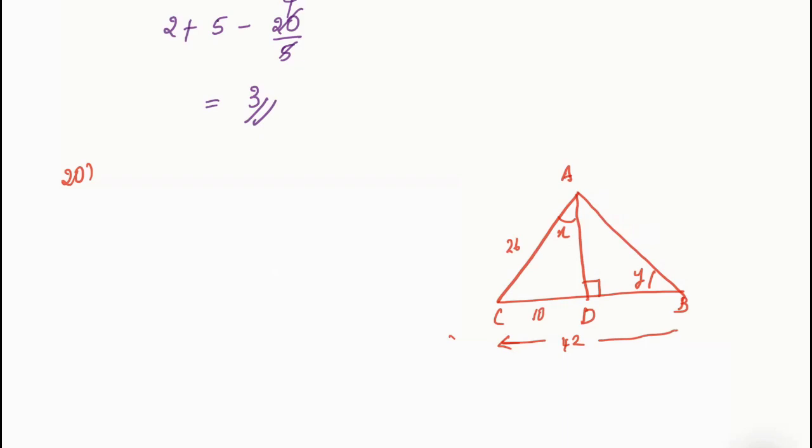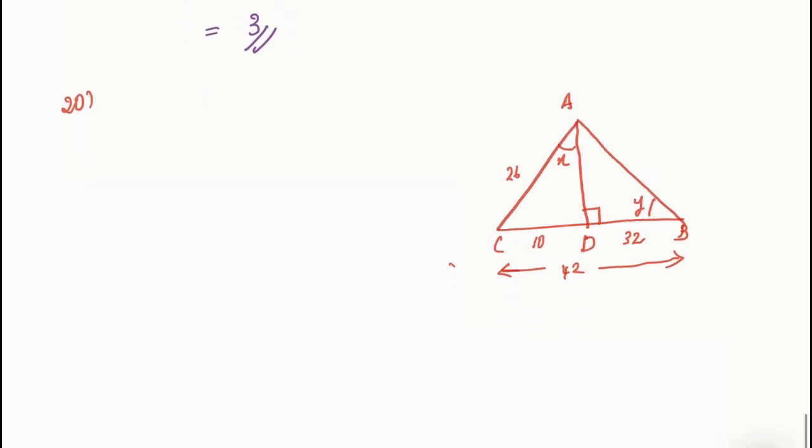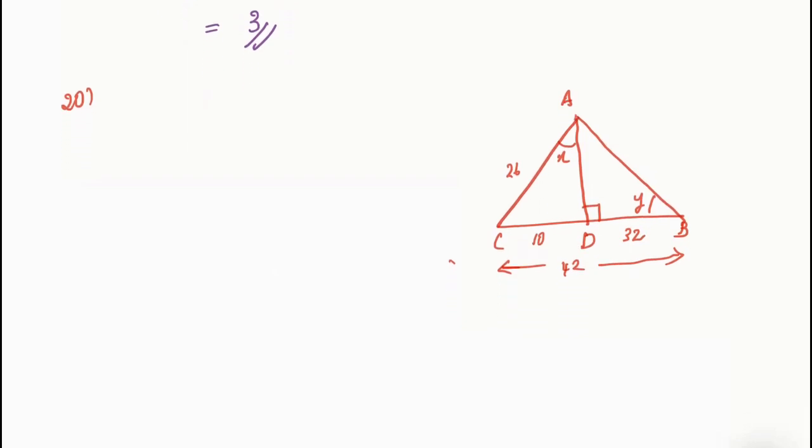If BC is 42 and CD is 10, what will be this value? DB is also 32. We can find out that value. Now find the value of cot x, 1 by sin. Before doing that, let us find the unknown values from the triangle. Here you have two triangles: triangle ADC and triangle ADB.